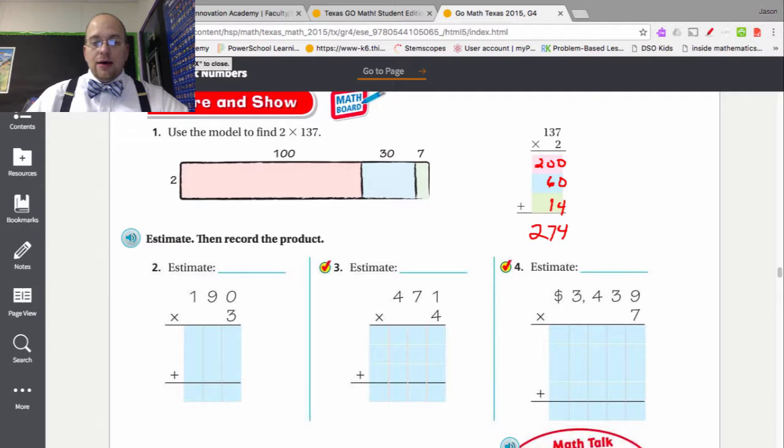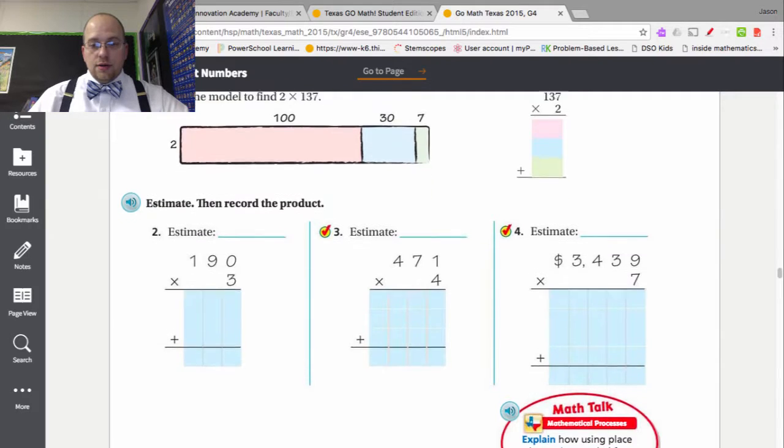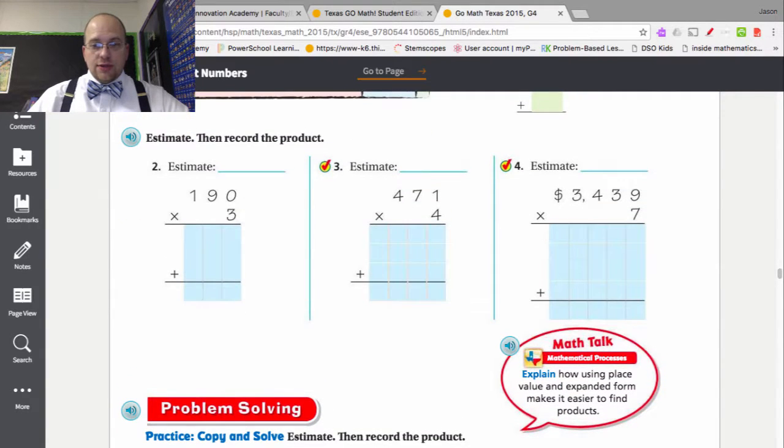I hope you can see that these are all very, very similar to what we already did today in class. Now, I'm going to assign you to finish these 3 problems here. Notice they're asking you to estimate. When you estimate, you're going to round the big number to the nearest 100, nearest 100, and nearest 1,000, and multiply, and that'll be your estimate. And then actually do the multiplication with partial products and see how close you get.